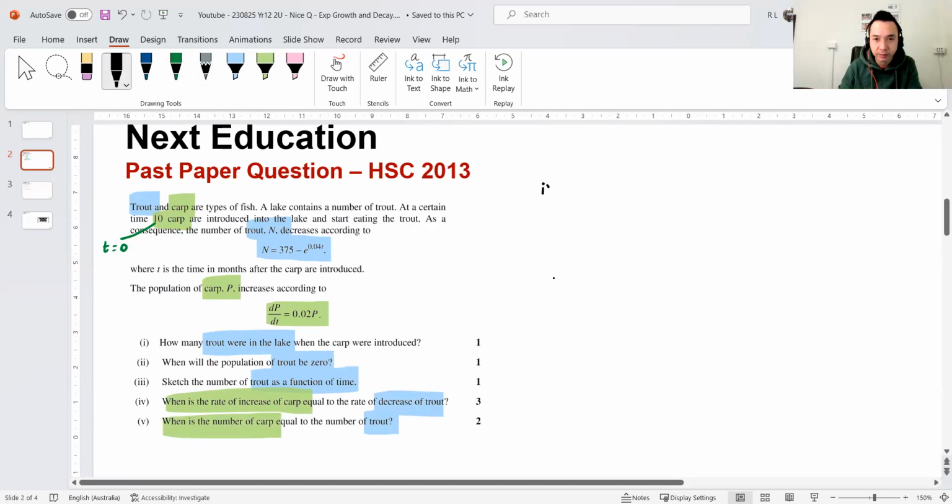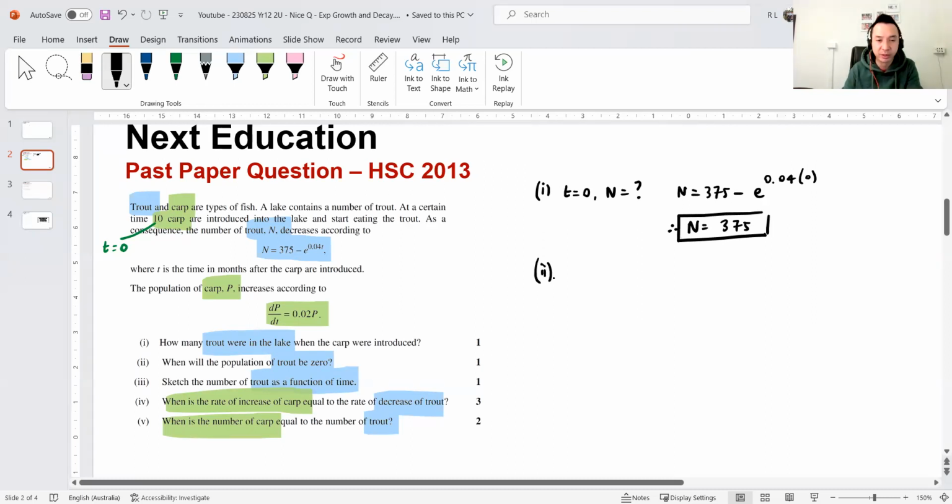Part 1, pretty easy. How many trout were there when the carp were introduced? When t equals 0, it wants to know what N is. That's a 1 marker. Pretty straightforward. Sub 0 into the N formula. N equals 375 minus e to the power of 0.04 times 0. That's obviously 1, so therefore N equals 375. 375 trout at the start. Nothing hard about that.